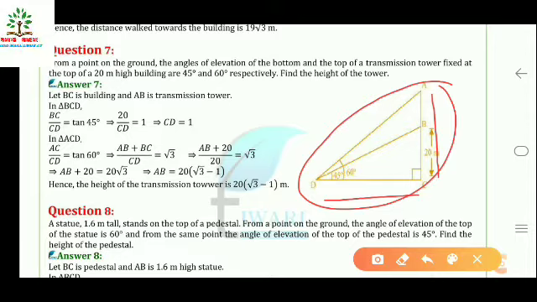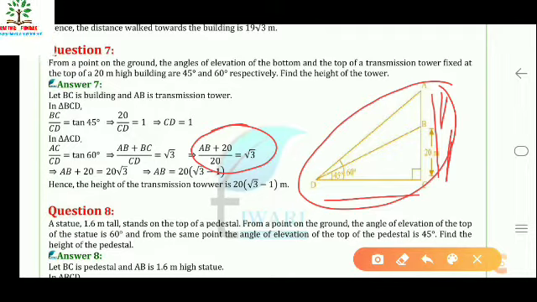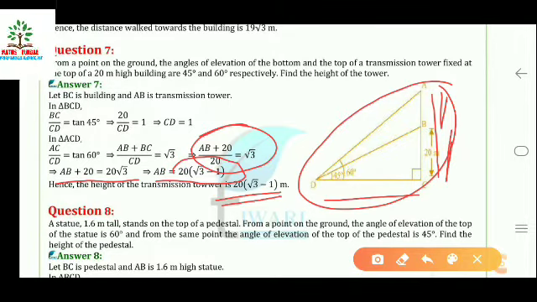So AC can be written as AB plus BC. So (AB plus BC) over CD is equal to root 3. Putting the value of BC, it is given 20. So (AB plus 20) over 20 is equal to root 3. On solving this, we get AB plus 20 is equal to 20 root 3. That is AB is equal to 20 root 3 minus 20, taking 20 as common, so 20 within bracket (root 3 minus 1).